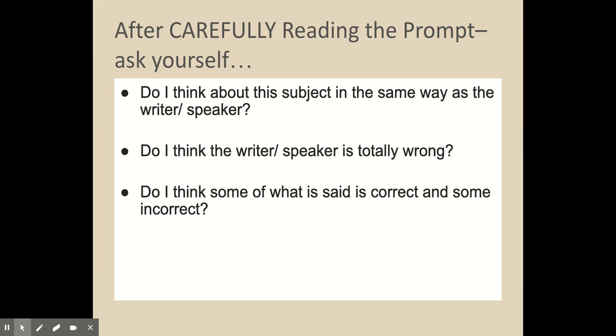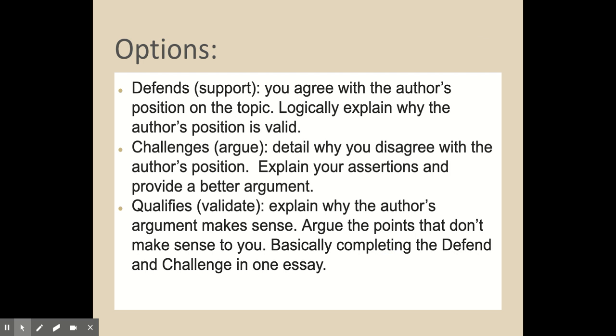So when you read the prompt, you think to yourself, do I agree with the speaker? Do I think the speaker is totally wrong? Or do I think some of what was said was correct and some was incorrect? That's going to change the way that you answer that question, because the question will ask you to defend, challenge, or qualify what is being said in the question.